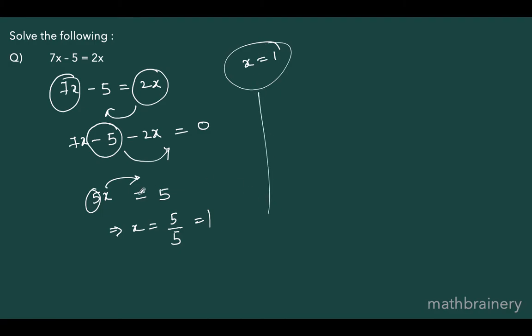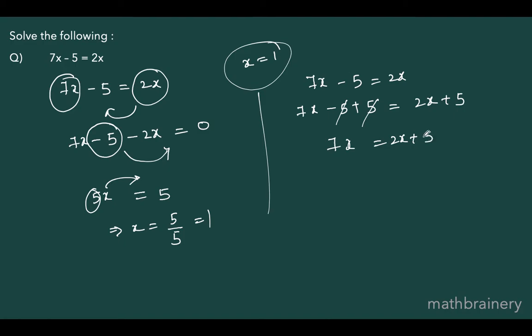Let's also solve the same thing using the method of inverse operations. You have 7x minus 5 is equal to 2x. If I do not want any constant term here, I will try to cancel this. You have minus 5, so let's add positive 5. So this will be 2x plus 5. Minus 5 plus 5 will be 0, making it 7x is equal to 2x plus 5.